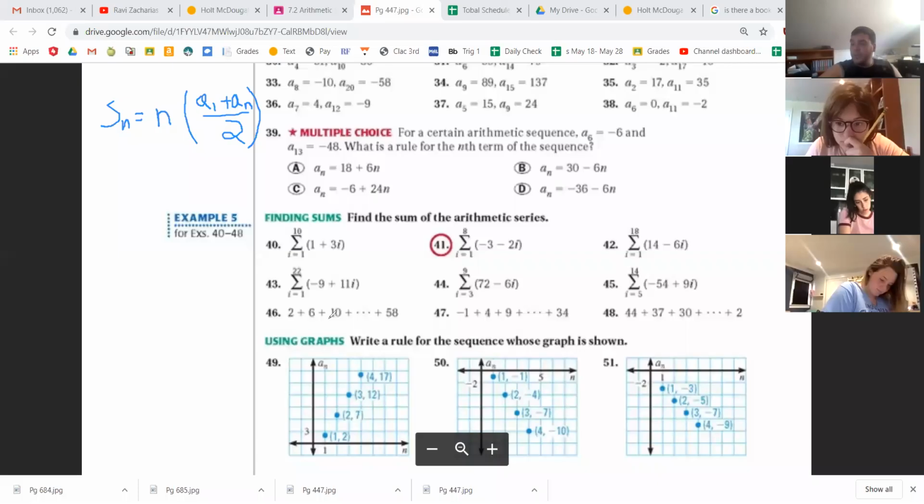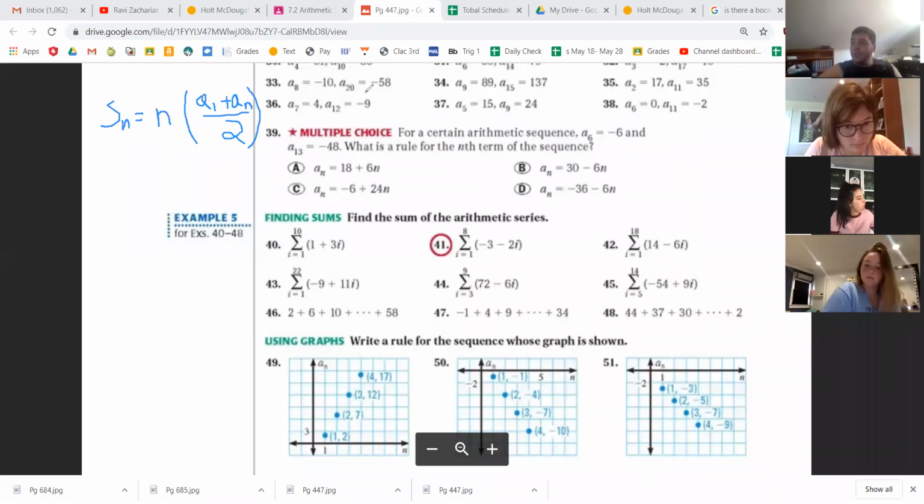3, 2, 1. All right, so today we're going to do 40 to 45. We're getting the series of an arithmetic series. We're going to get the actual series, so that's the sum of it. So how we're going to do this is we're going to use this equation up here.